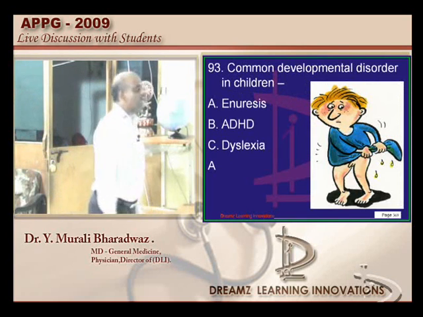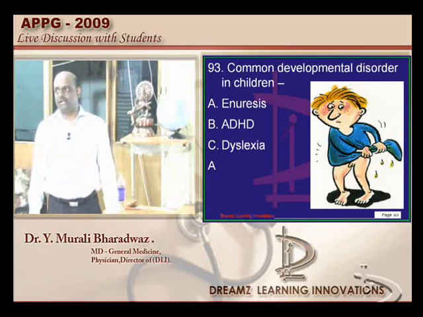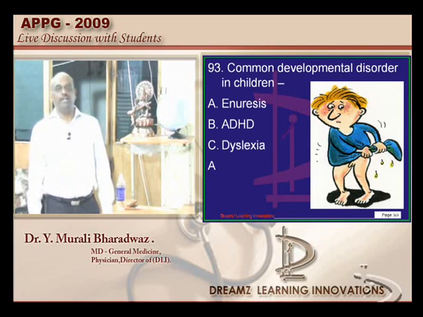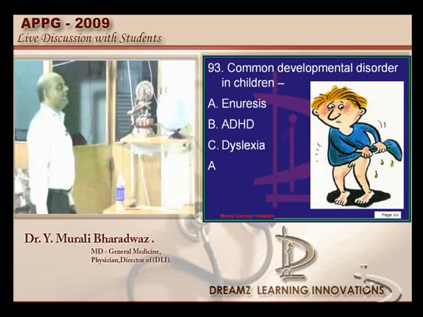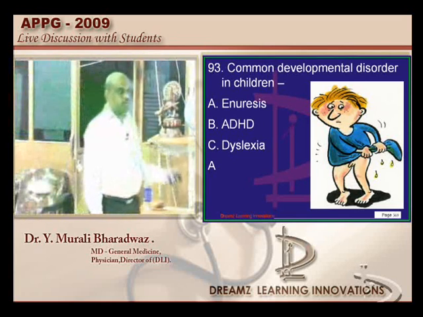Out of all, it is the enuresis. Did anybody debate dyslexia? Luckily not. So enuresis is a very common developmental disorder in children is what needs to be remembered.